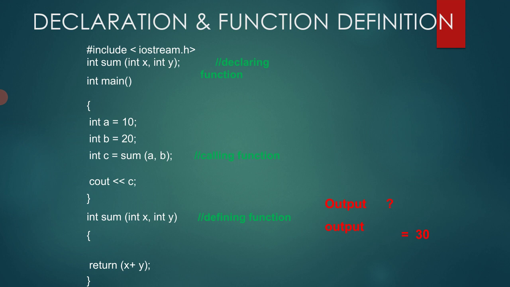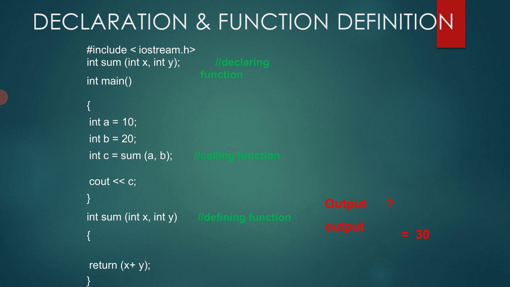So it means we are assigning a value 10 to variable a and 20 to variable b, and integer c is equals to sum(a, b). So it means we are calling a sum function that we have already declared with the parameters a and b, and cout << c; with the curly bracket close, it will print the result of c.